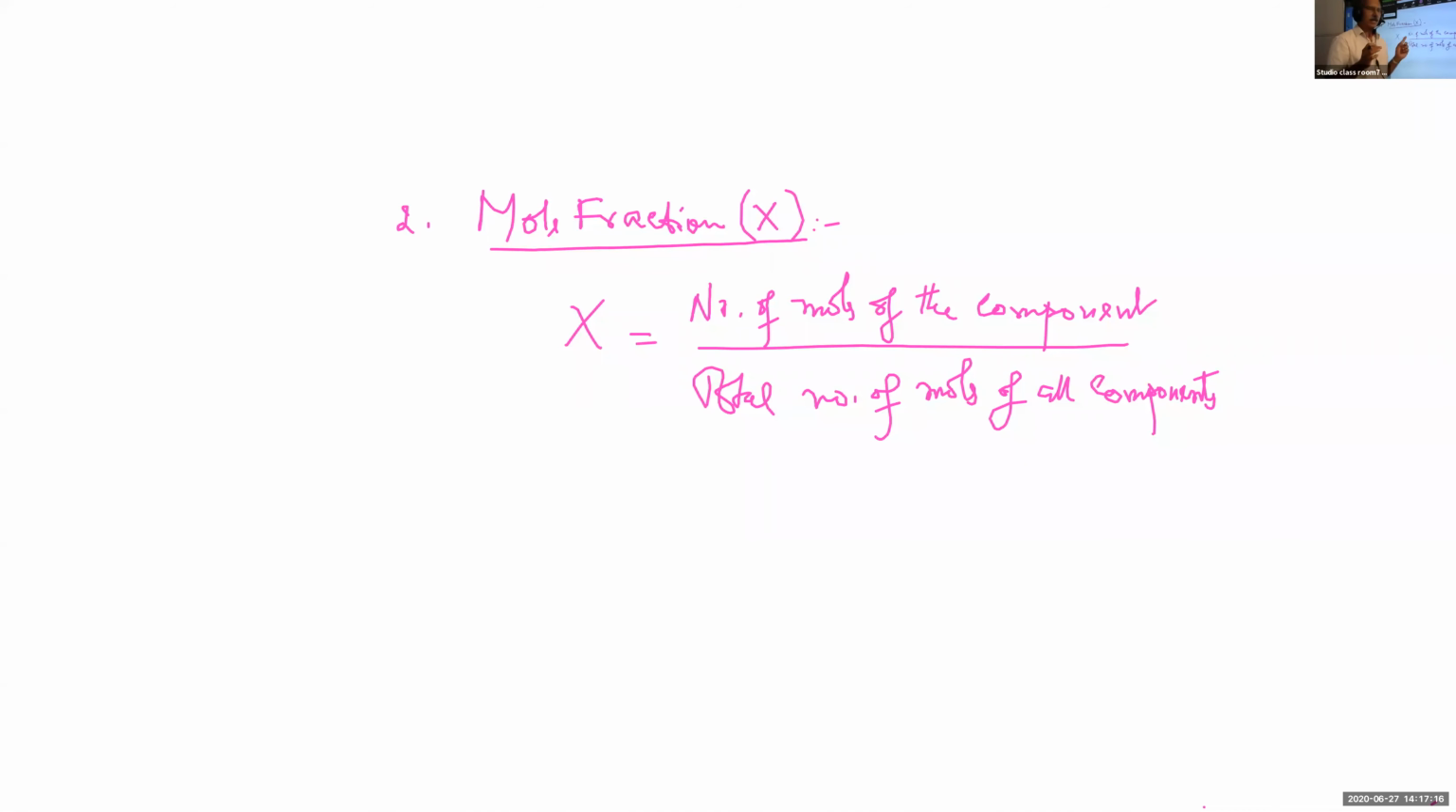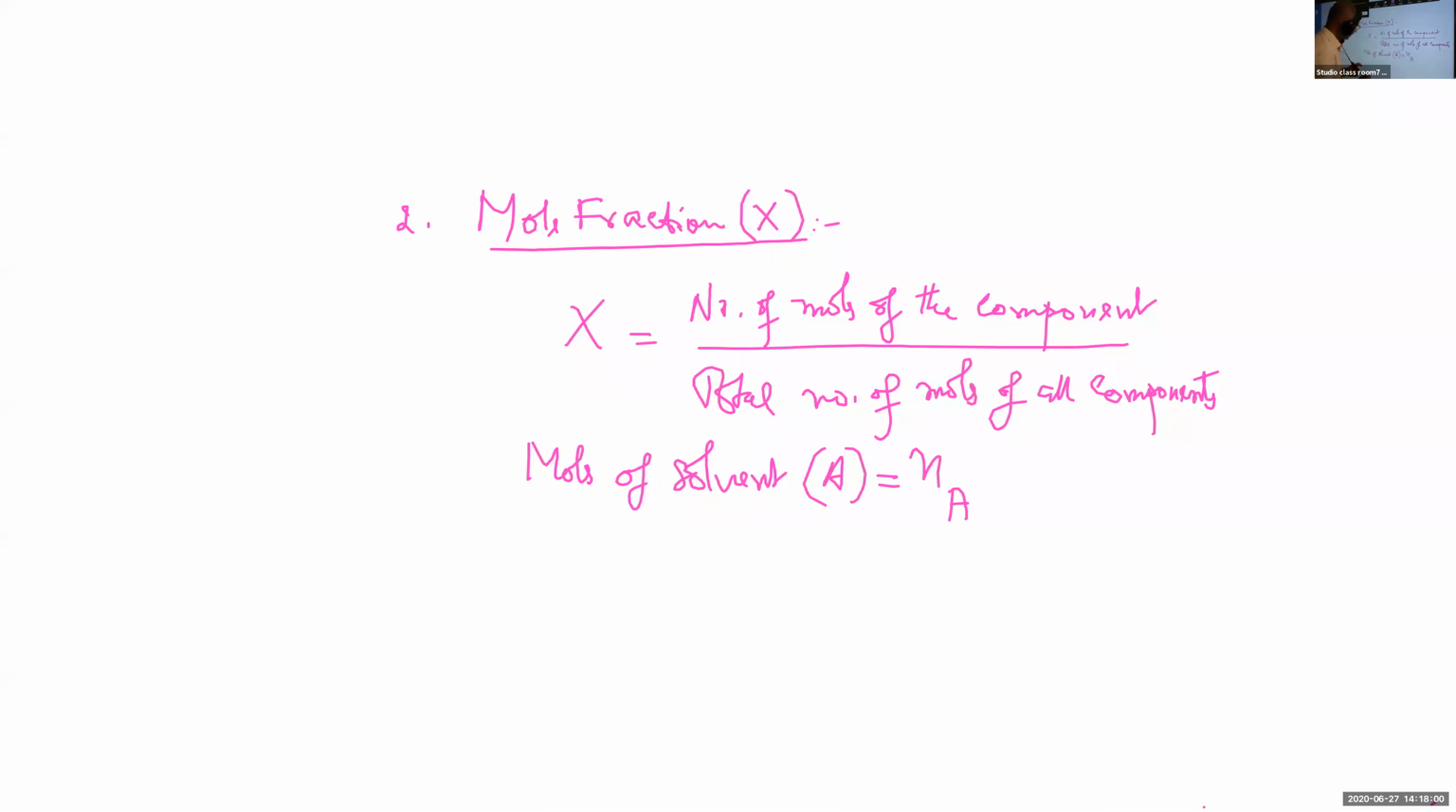So mole fraction X is equal to number of moles of the component by total number of moles of all the components, and that ratio is called the mole fraction. We have seen that in a binary solution, there are only two components, the one is solute and the other is the solvent. Suppose you call the solvent A. Let the number of moles of the solvent A be Na.